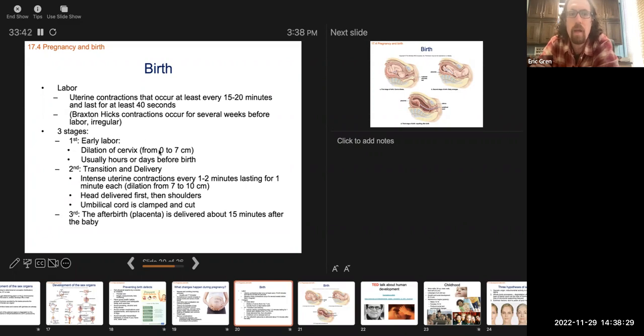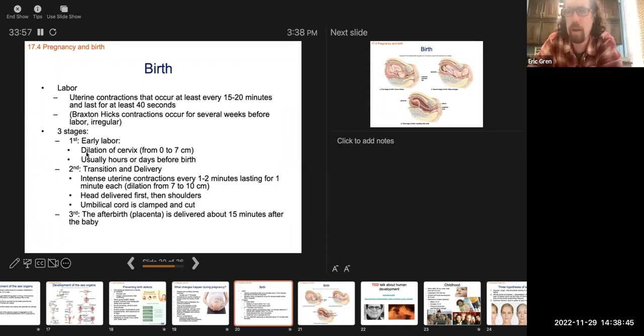Okay. There are basically 3 stages of labor, and these are points that I would expect to maybe see on the test. So make sure that you're familiar with the 3 stages of labor.